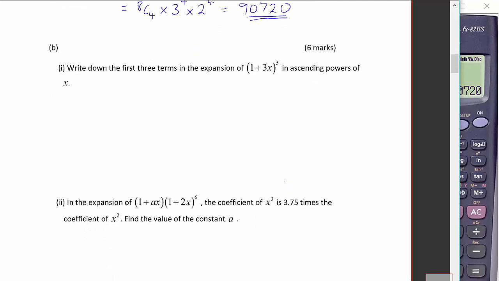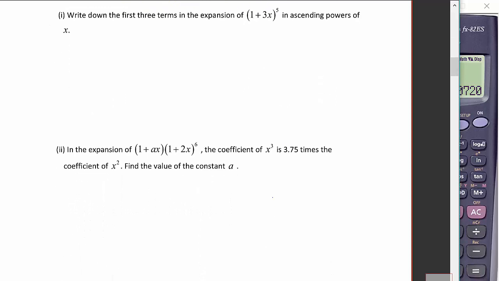Okay, we now want the first 3 terms in the expansion of 1 plus 3x to the 5 in ascending powers of x. Well, since the first thing is 1, I know that's just going to be 1. Remember, that's a 1 to the power 5. Then we'll have 5c1, 1 to the power 4, 3x. Let's put those powers on just to make things clear. And then the next one would be 5c2, 1 cubed, 3x squared. And then it would continue, but we only want the first 3.